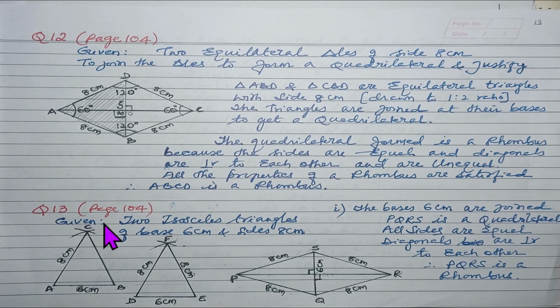Now coming to page number 104, question number 13, we are given two isosceles triangles. Base is 6 centimeters, the sides are 8 centimeters each. We have to join them at the 6 centimeters. When we join the bases, we get a quadrilateral. On this quadrilateral, all the sides are equal, 8, 8, 8 and 8, and the diagonals bisect each other, and the diagonals are perpendicular to each other. Therefore the quadrilateral we get is 100% a rhombus when we join two isosceles triangles at their bases.